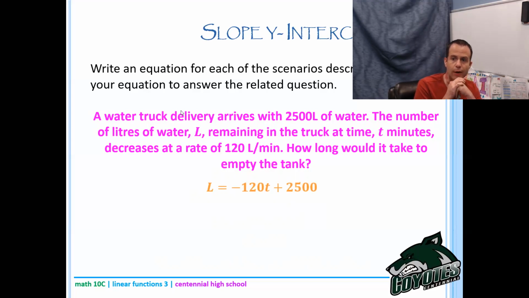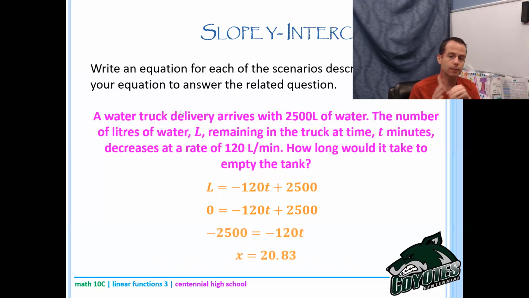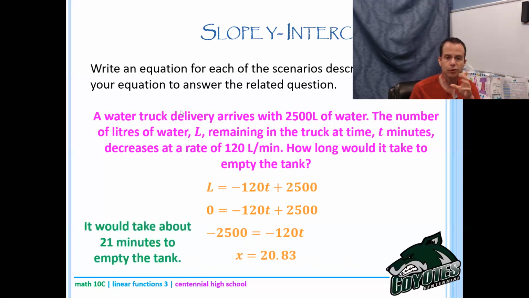Okay, now how long would it take to empty the tank? Well, that means what time is it when my L is 0? That's when the tank is empty, okay? So I'm going to replace L with 0, and I'm going to solve for t. So I have to subtract 2,500 from both sides, and then I'll have to divide both sides by negative 120, and that gets me 20.83. So my conclusion is it would take about 21 minutes to empty the tank.